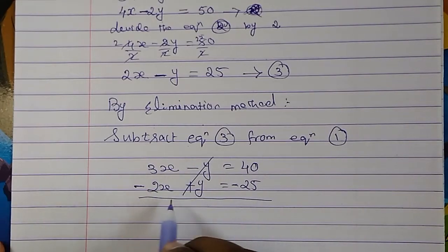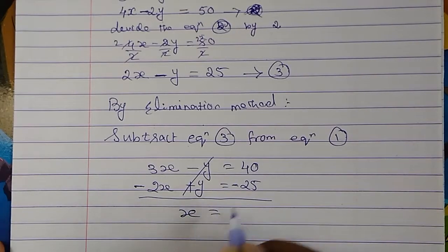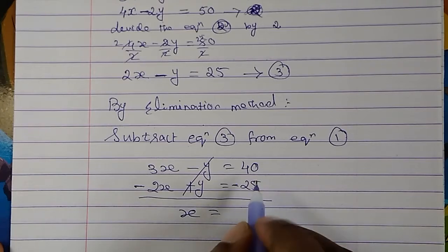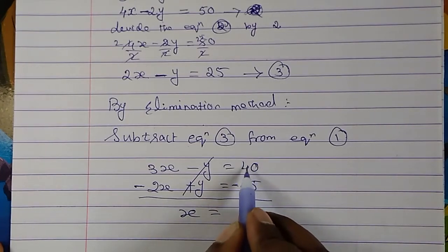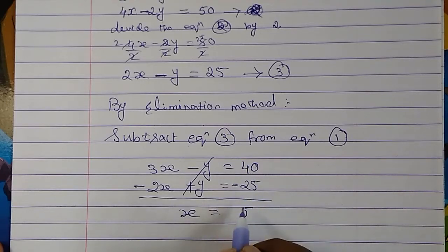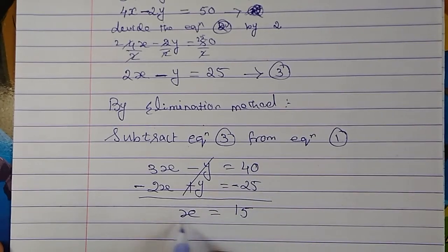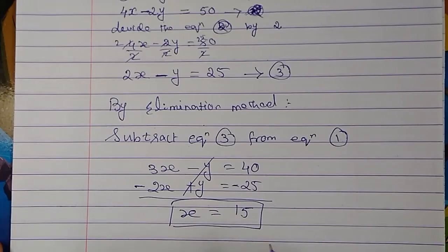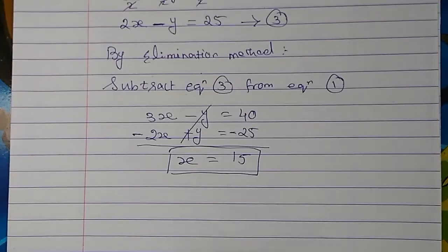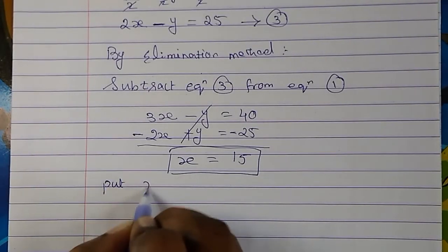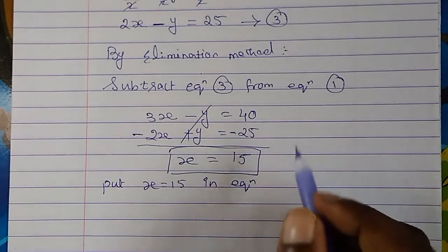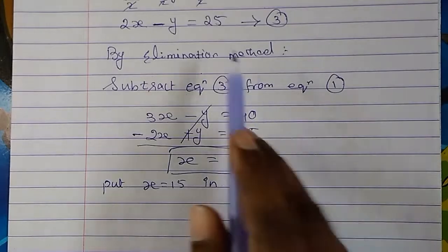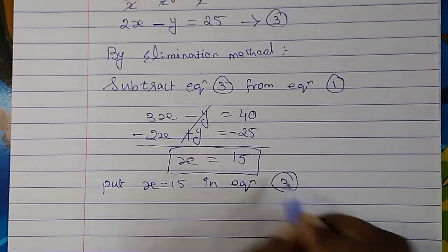So from 3x you minus 2x, you will get x. And from 40 you minus 25, you will get 5 here. And 3 minus 2, you will get 1. So x value we already found out, x equal to 15. So put x equal to 15 in any equation, either 1 or 3. In equation 3 I'll put it here.